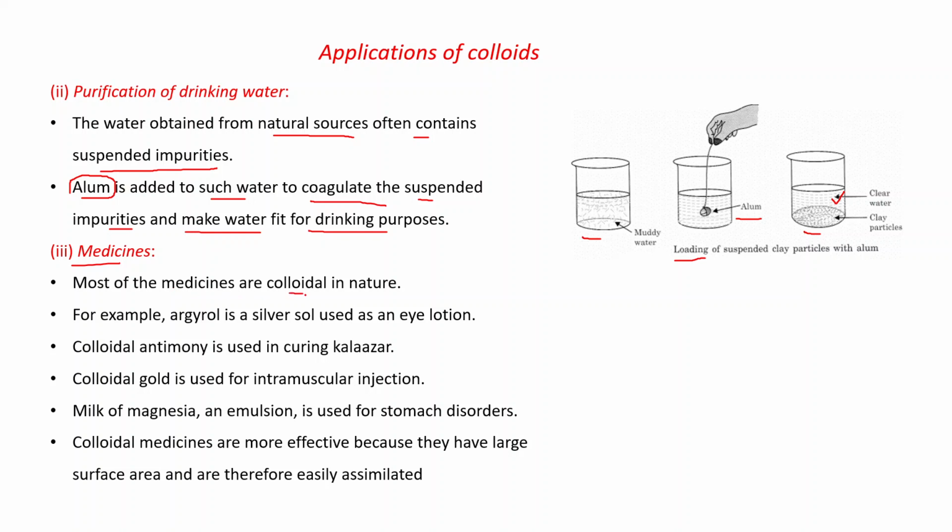Medicines. Most of the medicines are colloidal in nature. For example, Argyrol. Clear? Argyrol is a silver sol used as an eye lotion. Colloidal antimony is used in curing Kala-azar, which is one type of fever. Clear? Colloidal gold is used for intramuscular injection. Milk of magnesia, that is magnesium hydroxide, is an emulsion used for stomach disorder, that is for removing acidity. We use the milk of magnesia. Colloidal medicines are more effective because they have large surface area and are therefore easily assimilated.